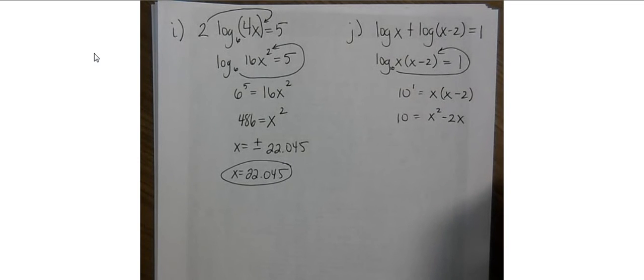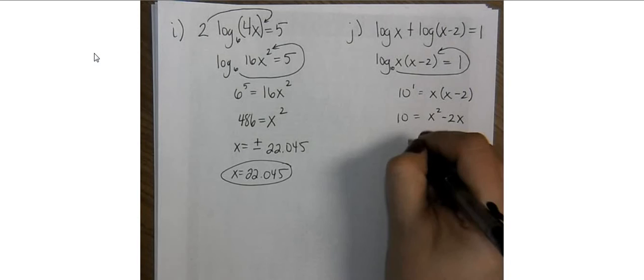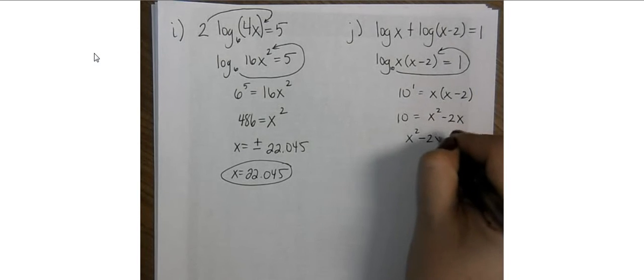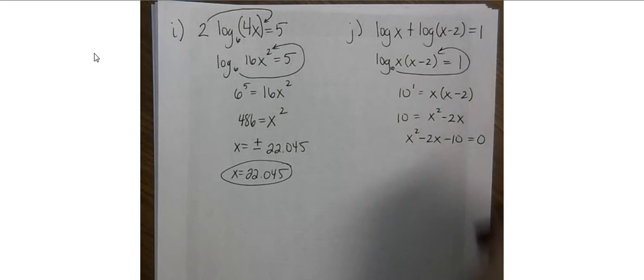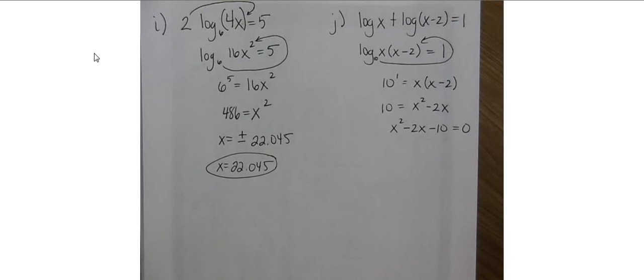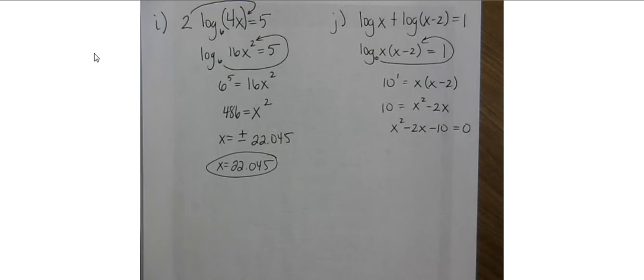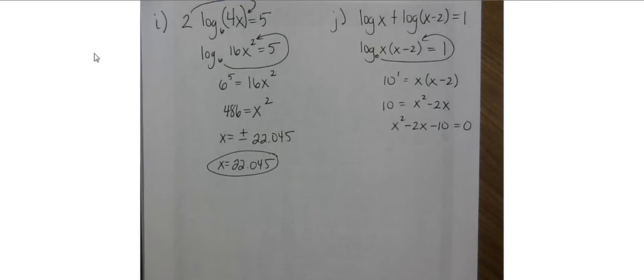I have to bring over the 10. So this is going to be x squared minus 2x minus 10 equals 0. And then the hope is that it factors. However, it does not, so you could either use the quadratic formula or you could complete the square. I'm hoping that at this point your choice is always to complete the square because it's better, faster, easier.